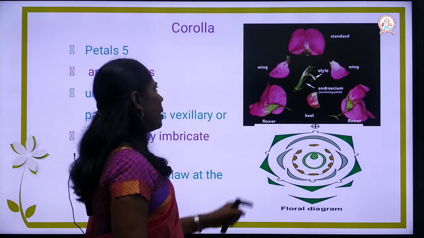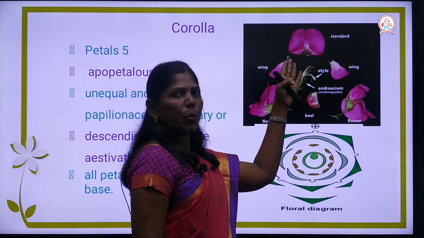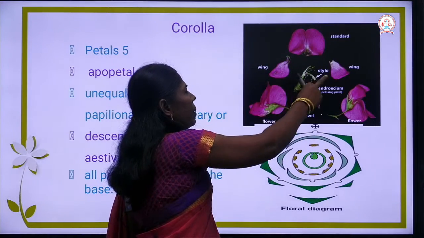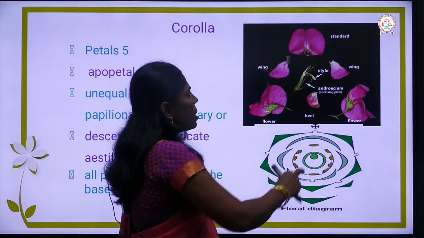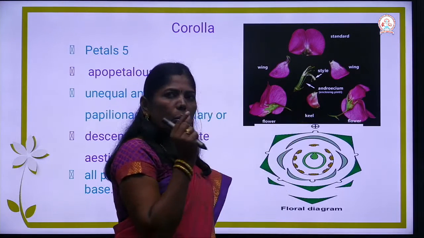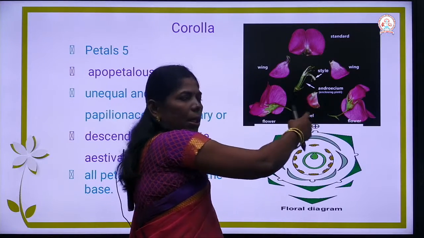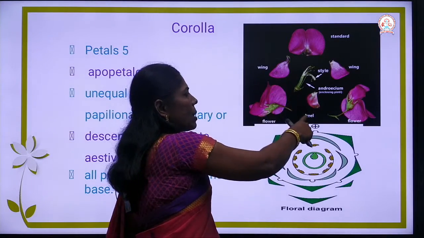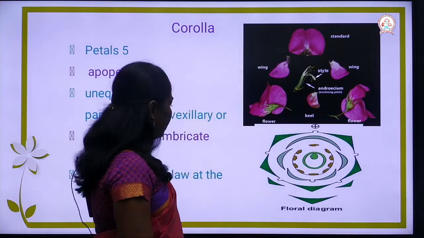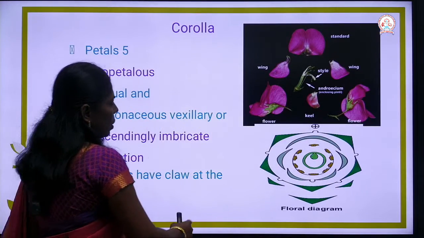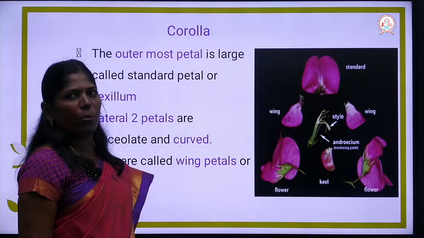So how many types of petals are there? That is a standard petal, posterior petal, and wing petal, that is lateral petals. Another one is keel petals. The two keel petals are fused together. So that is your anterior petals. That is posterior, this is the anterior petals. So this arrangement is called a papilionaceous arrangement.